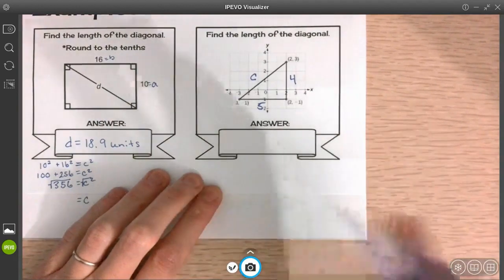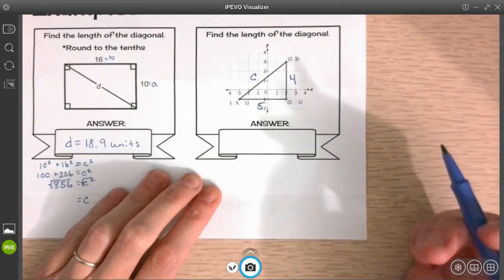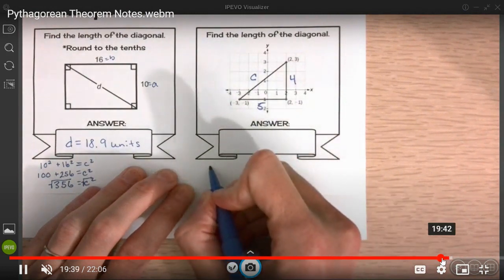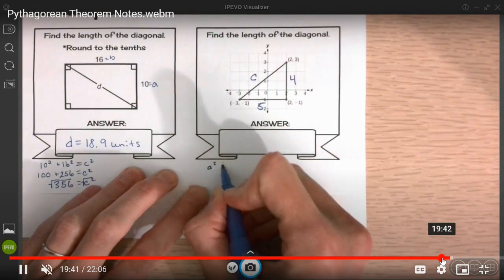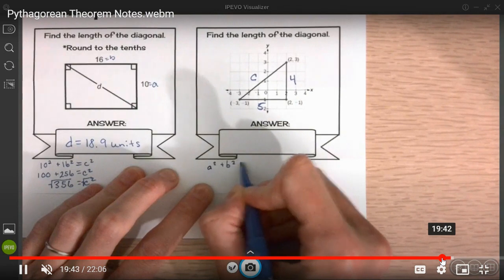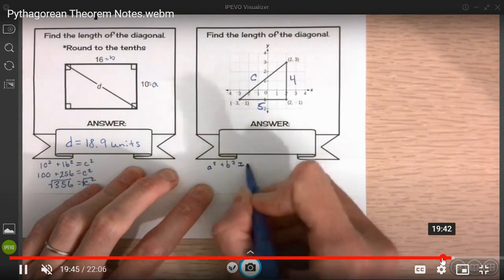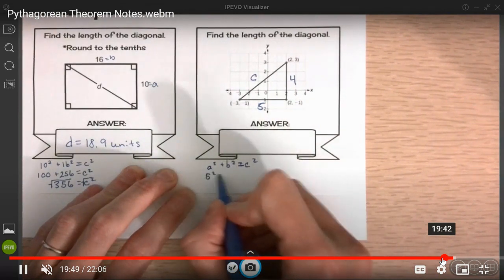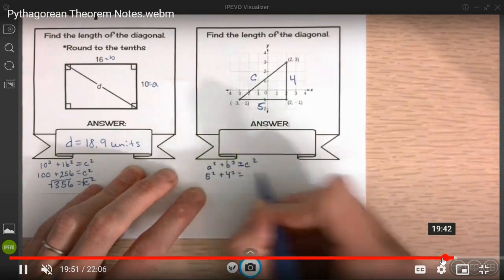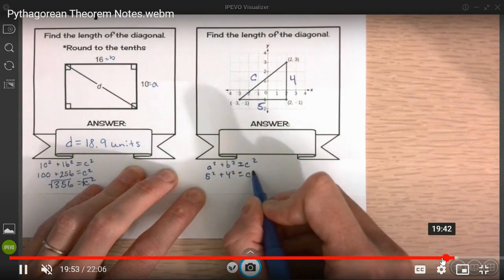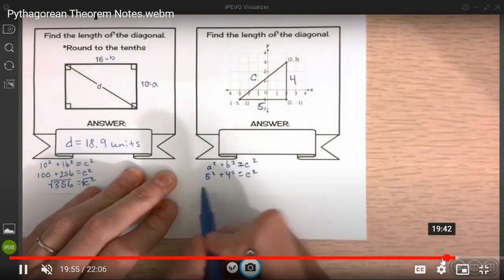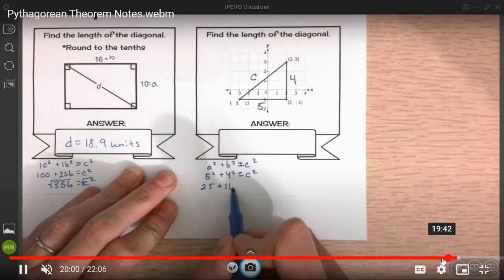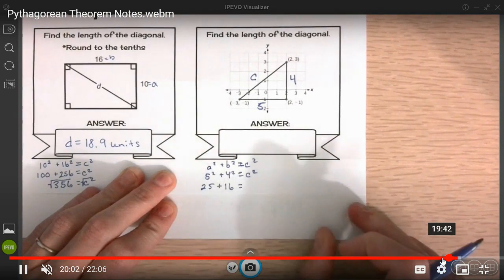a squared plus b squared equals c squared, people. Mrs. Mac the second go around is much faster than Mrs. Mac the first go around. I'm writing it out because we don't want to make mistakes. It doesn't matter which one is a or b. I made 5 a and 4 b. 5 squared plus 4 squared equals c squared. 5 squared is 25, and we know that 4 squared is 16, and that equals c squared.